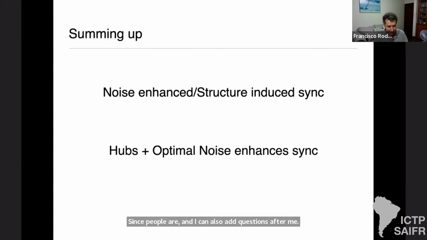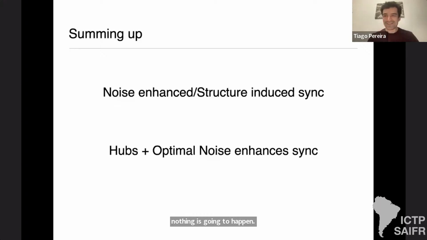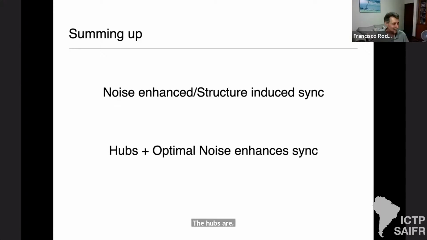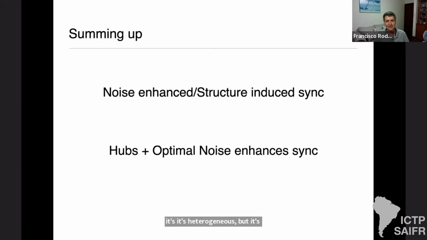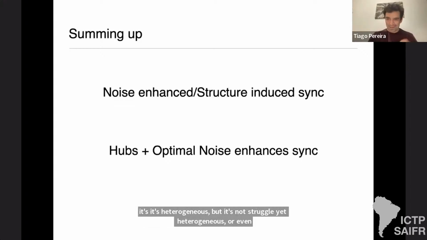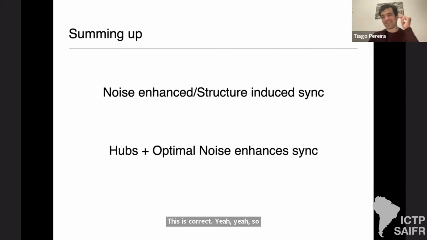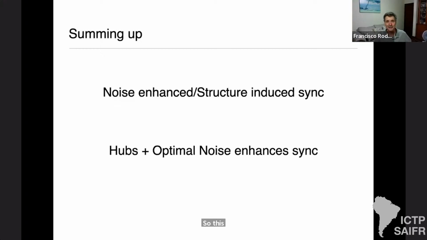So if you run this dynamics on a regular, very homogeneous network, you expect that nothing is going to happen. You don't see this effect, no. And for instance, for the C. elegans that you tried, it's heterogeneous, but not strongly heterogeneous, or is it? This is correct. But you have nodes that are more connected. There's a gap in connectivity, right? Okay, and that's enough for creating this effect.